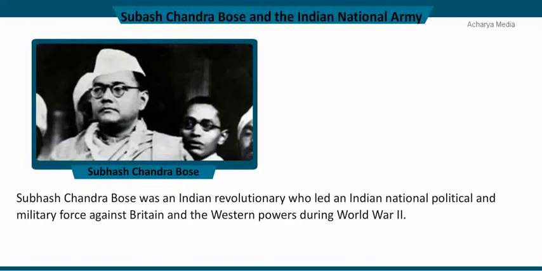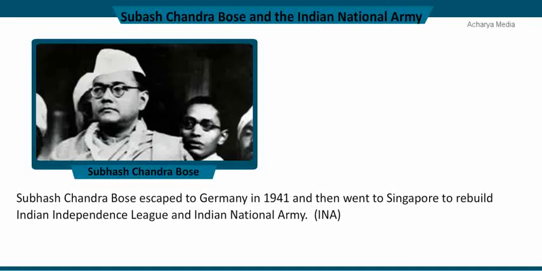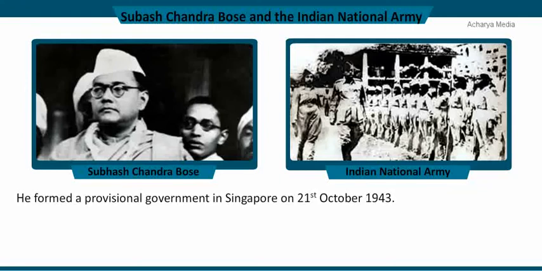Subash Chandra Bose was an Indian revolutionary who led an Indian national political and military force against Britain and the Western powers during World War II. Subash Chandra Bose was one of the most prominent leaders in the Indian independence movement. He escaped to Germany in 1941 and then went to Singapore to rebuild Indian Independence League and Indian National Army, INA. He formed a provisional government in Singapore on 21st October 1943.